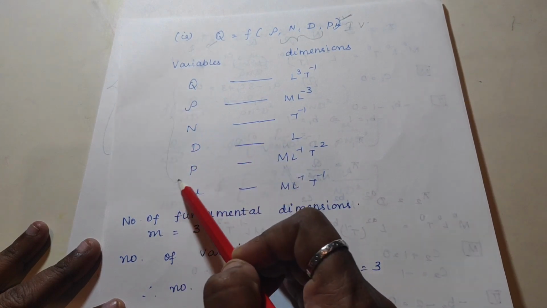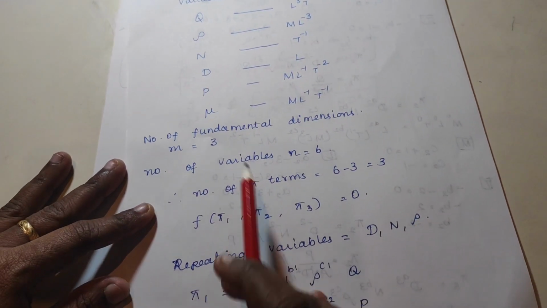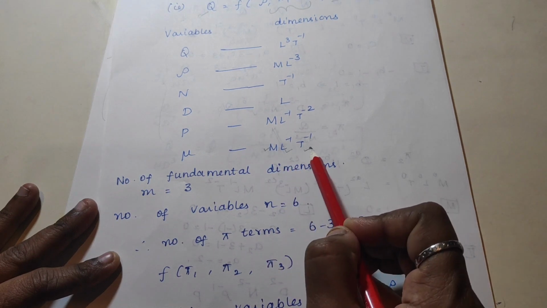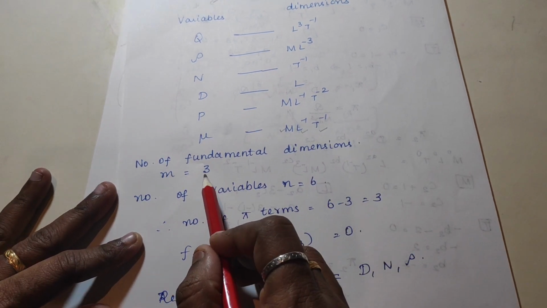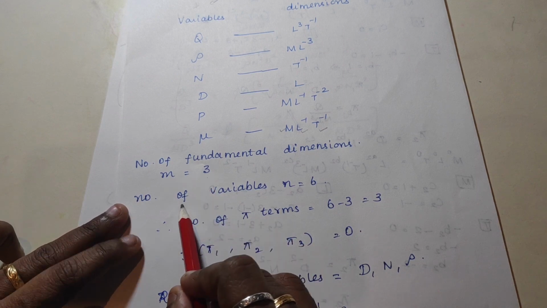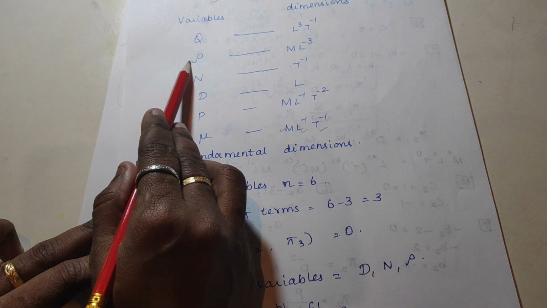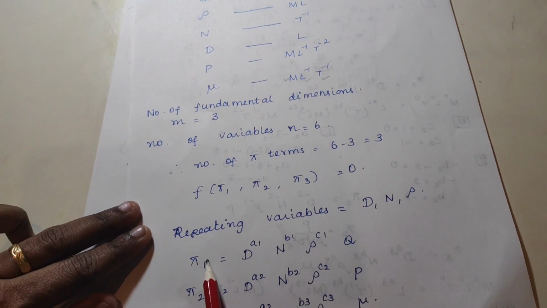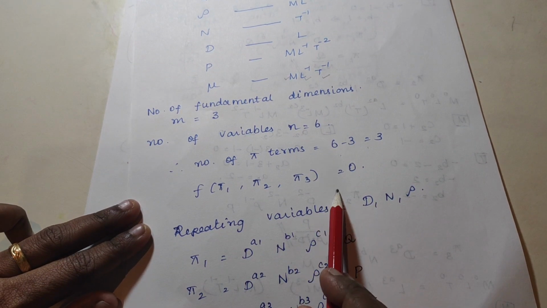So write down the dimensions for all the variables. How many fundamental dimensions are here? M is there, L is there, T is there. So 3 fundamental dimensions are here. Number of variables is 6: 1, 2, 3, 4, 5, 6. Okay, so number of pi terms will be 3. So pi 1, pi 2, pi 3.